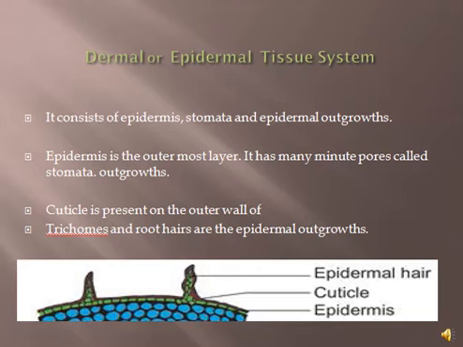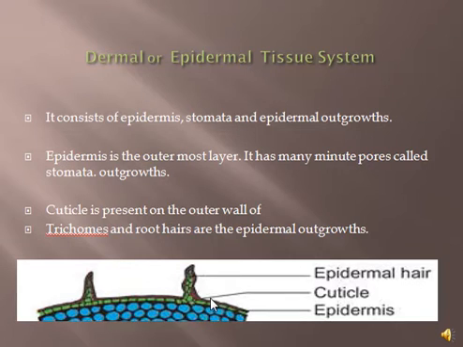Epidermal tissue system forms the outermost covering. It is made up of epidermis. So epidermis forms a single outermost layer. It protects internal parts. Epidermis has outgrowths called epidermal outgrowths. In stem they are called epidermal hairs. In root they are called root hairs.